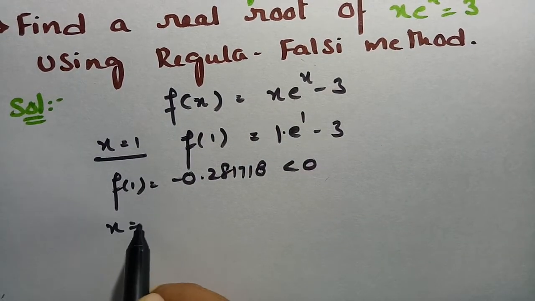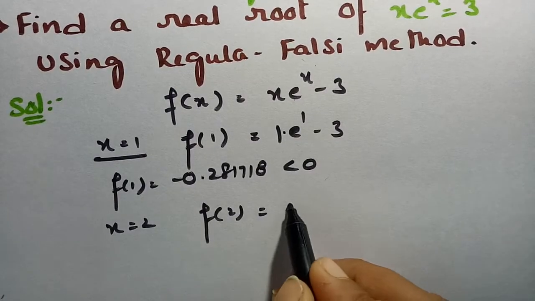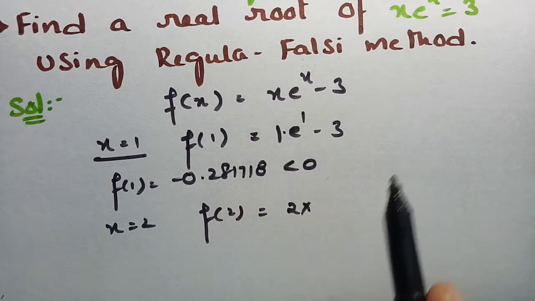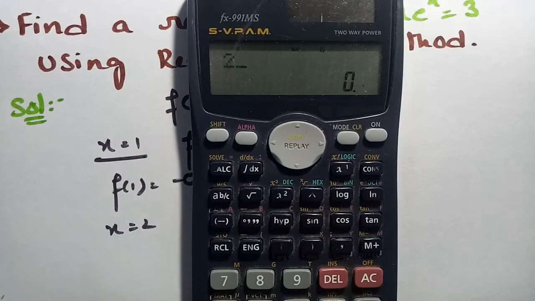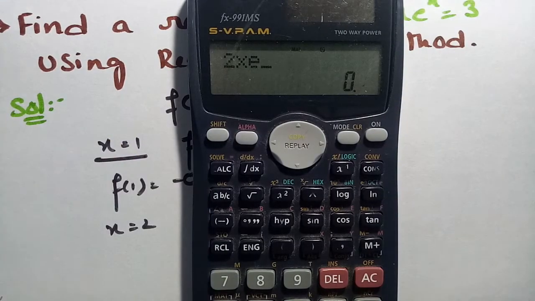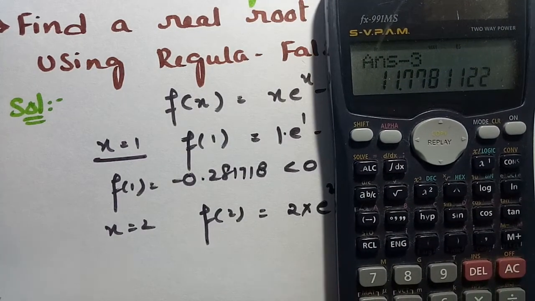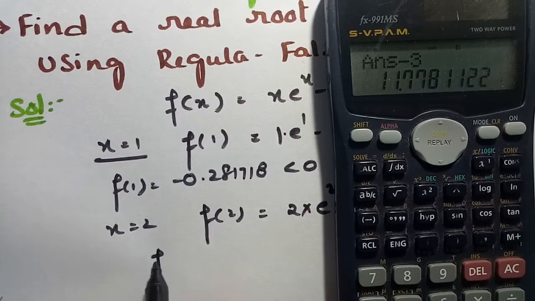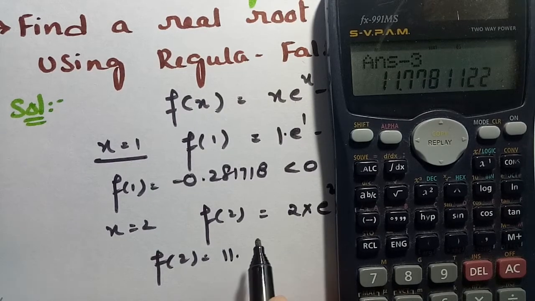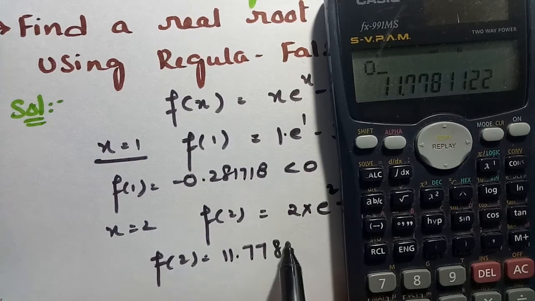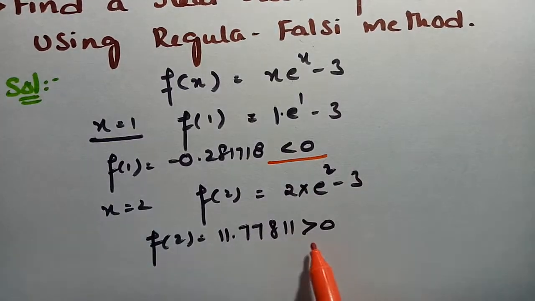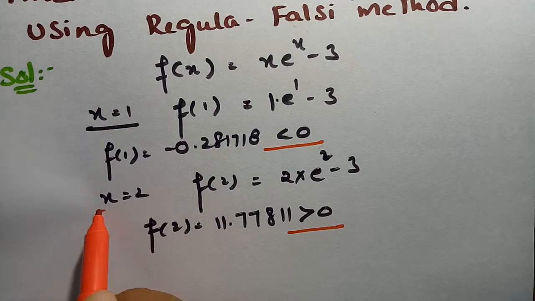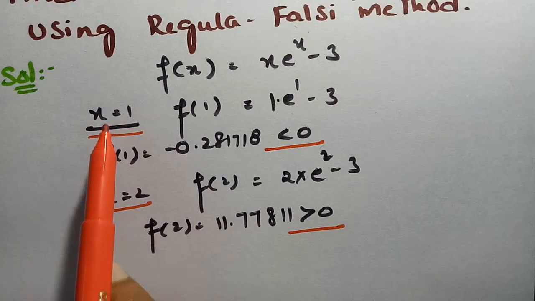If I keep x is equal to 2, then see what happens. f of 2 will be, in place of x if I keep 2, that is 2 into e square minus 3. So f of 2 value is equal to 11.77811. This is a positive value. We got one negative value and one positive value, so we have to stop. So the root lies between 1 and 2.